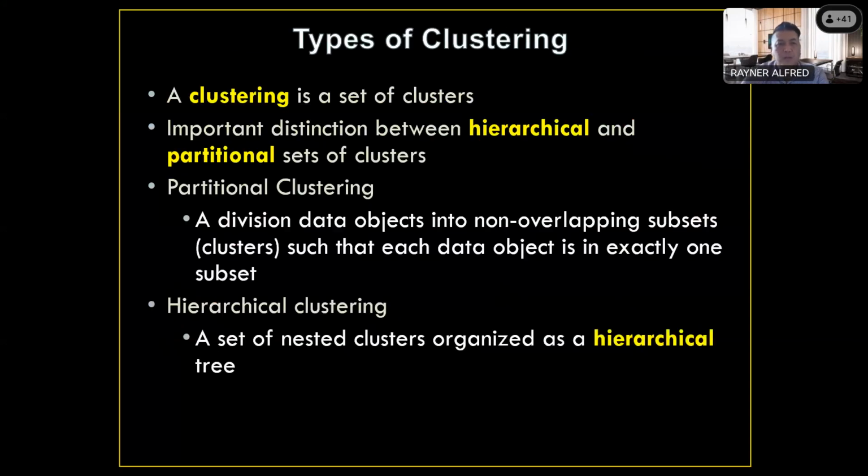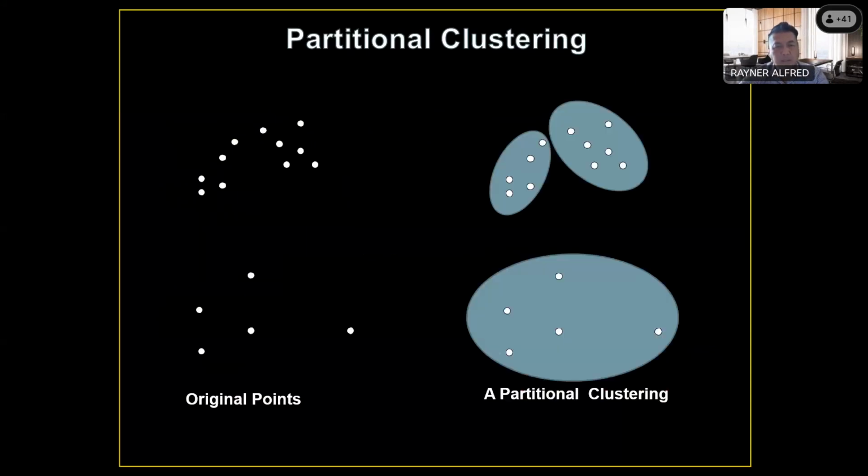Okay, so for us to perform the clustering, we have to know what type of clustering we are doing. We have 2 types of clustering. The first one is called partitional clustering, and the second one is called hierarchical clustering. Okay, partitional clustering is non-overlapping. Let me give you one example here. So this is partitional because we divide them into groups. Okay, there is no overlapping cluster.